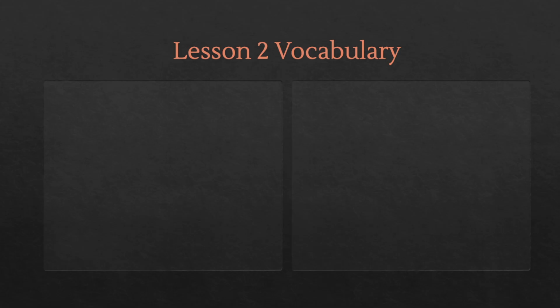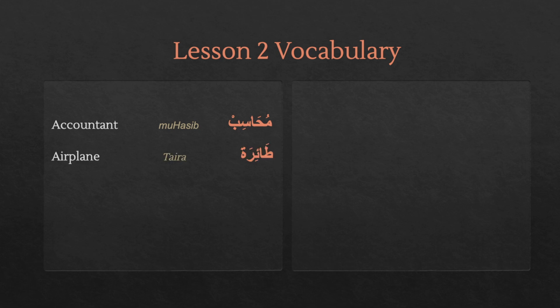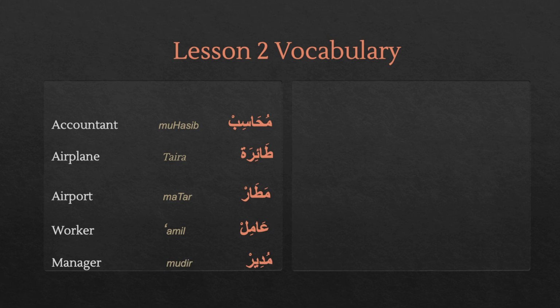Lesson 2 vocabulary. We have 10 additional vocabulary words to add on. Let's start. محاسب, accountant. طائرة, airplane. مطار, airport. عامل, worker. مدير, manager.